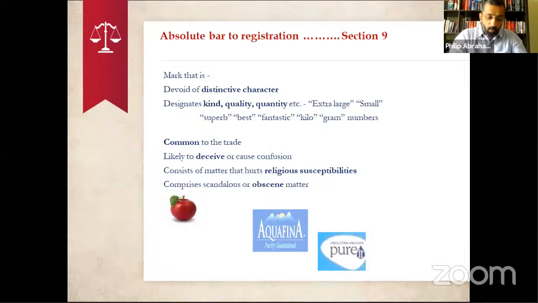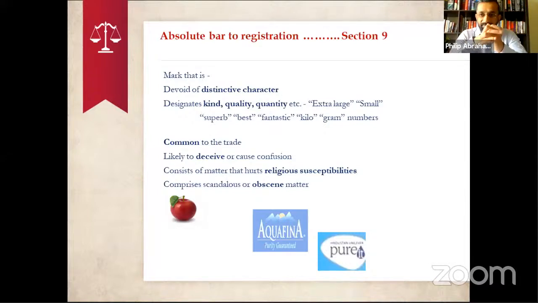Now, what kind of marks can be registered? Or rather, Section 9 of the Trademarks Act says what marks cannot be registered. So a mark that is devoid of distinctive character. Now, this phrase, devoid of distinctive character, is very important. It is important because it is correlated with the definition of the trademark that I showed you two slides ahead. So it says devoid of distinctive character, that is to say, not capable of distinguishing the goods or services of one person from those of others.